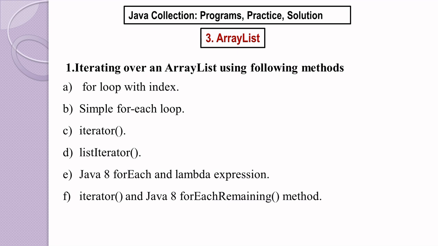So the first method is using for loop with index, the second one is simple for each loop, the third one is iterator method. Next, listIterator. Next, Java 8 for each and Lambda expression. And the last one is iterator and Java 8 for each remaining method. So let's discuss one by one. So I switch to Eclipse IDE.